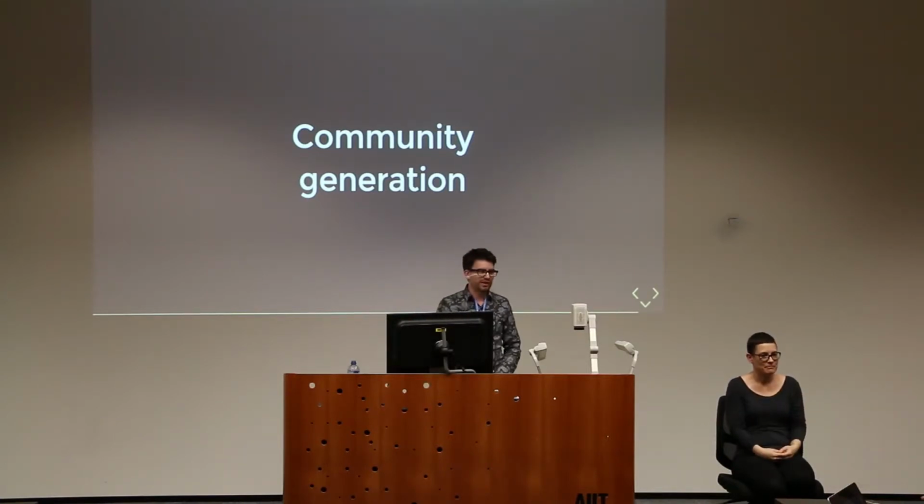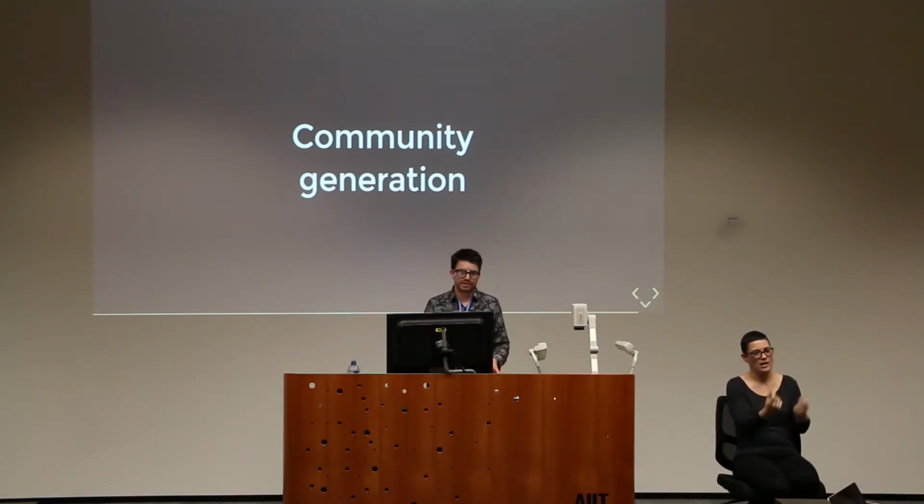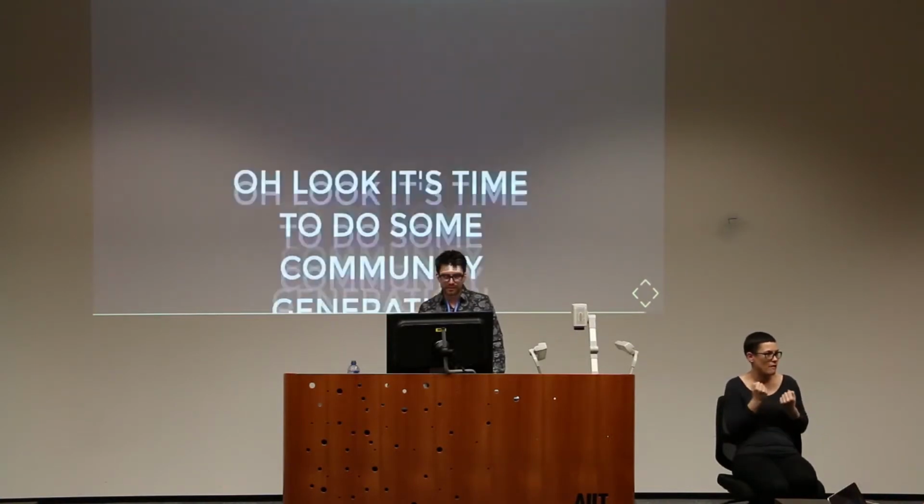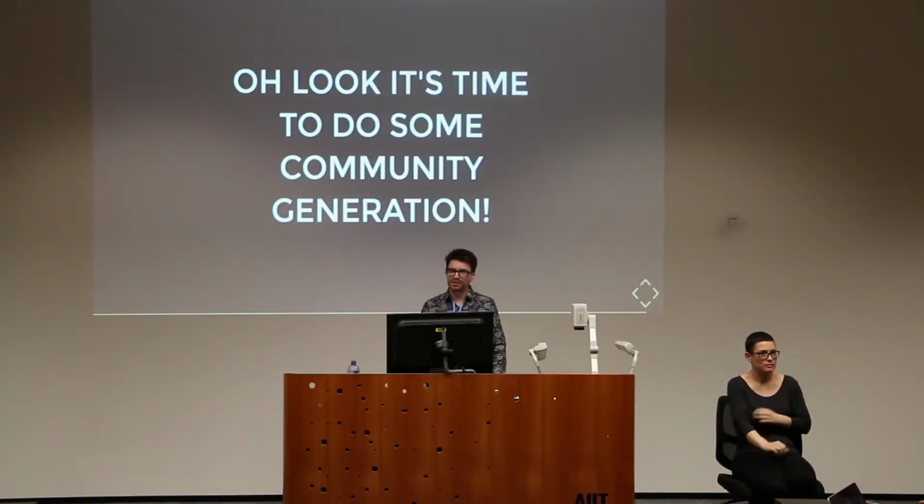Alright, so community generation. Now this is a part of procedural generation that I find really interesting. You've got the ability to make all this random or procedurally generated stuff, and then having the community come in as a feedback loop to pick things, modify them, improve it. You get the benefit of outsourcing a whole lot of the generation process to other people, and that can be really powerful. Now, it's time to do some community generation.